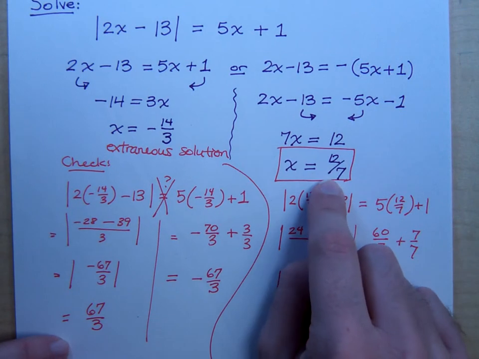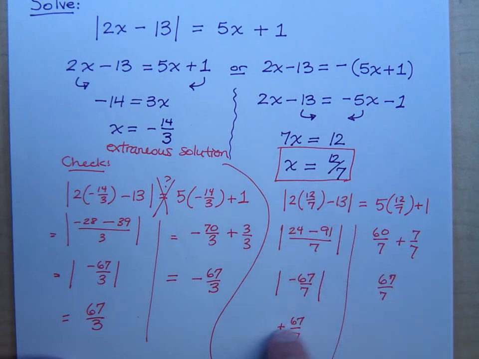See, X is 12 over 7. The 67 over 7 was just what each side would equal when you plug in the solution. So what's my answer? 12 over 7.